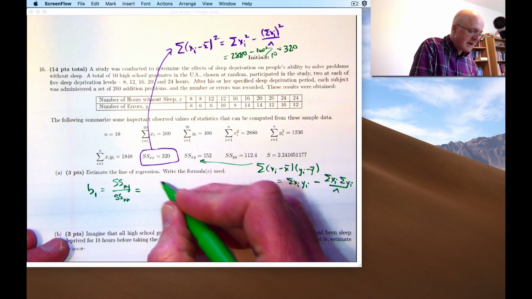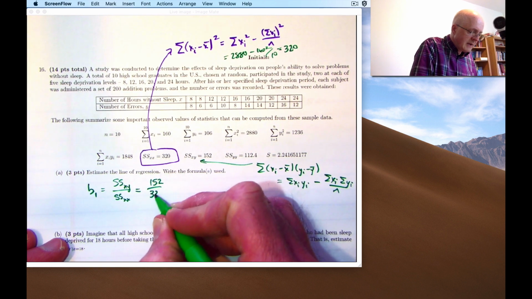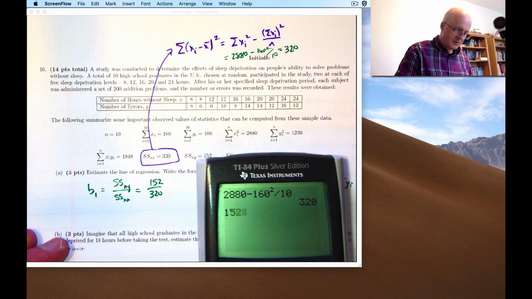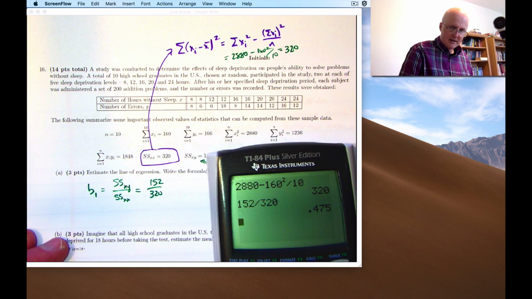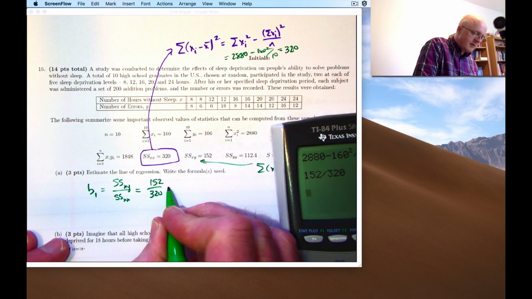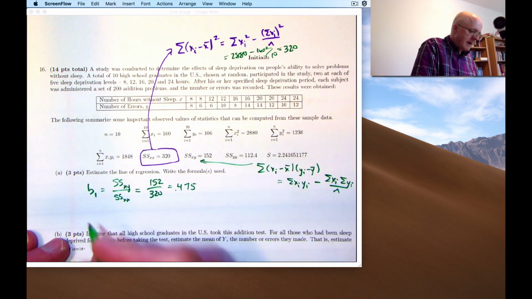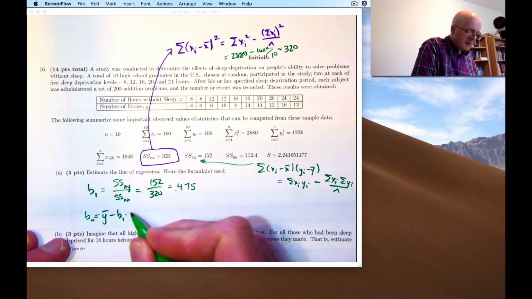So when you use this now, you get 152 divided by 320. Double check to make sure I didn't make a mistake. That comes out to 0.475. So there's the slope. The intercept is then found by taking the mean of the y's minus the slope you just found times the mean of the x's.